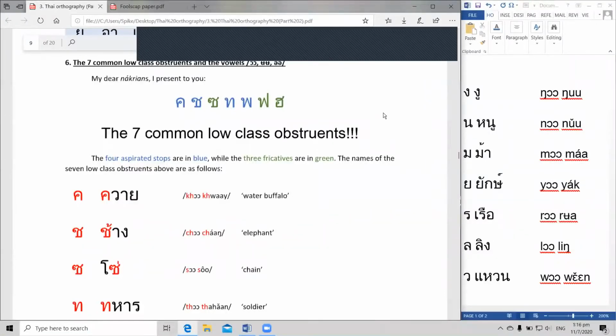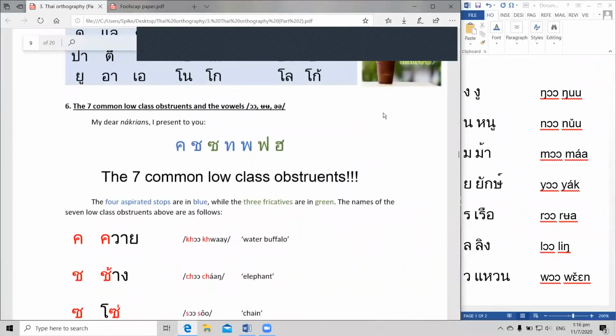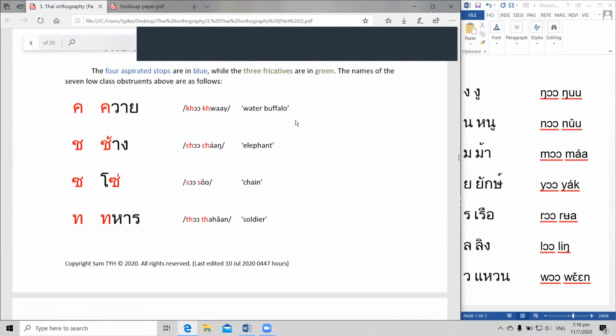Sawadee krab. Now we'll go over the next set of 7 consonants. They are the 7 common low-class obstruents. They consist of 4 aspirated stops over here in blue and 3 fricatives in green. We also learn about the 3 long vowels.